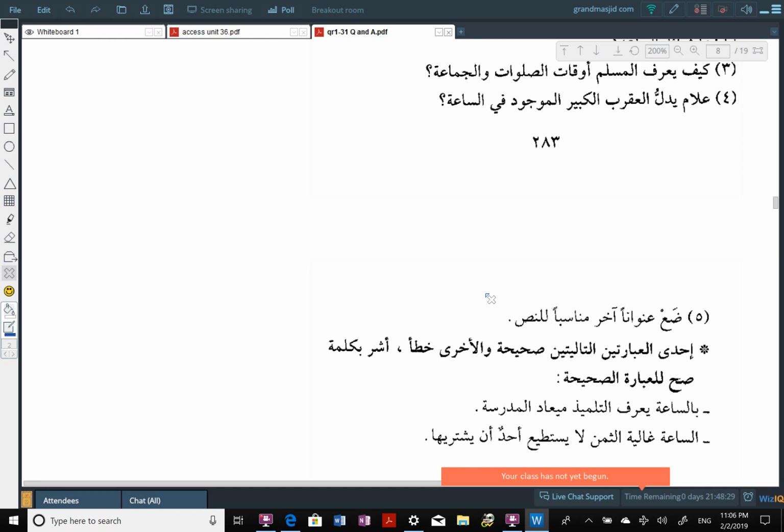The second set of activities. Ihdal abaratain attaliyatain sahiha wal-ukhra khata. Ashiru bi kalimat sah, meaning correct, lil ibara as-sahiha. One of the ibarat. Ibara means a phrase or a wording. Ataliyatain, ataliya, meaning following, ataliya because ibara is feminine, taliyatain because it is dual. One of the two following phrases is correct, and the other is a mistake.